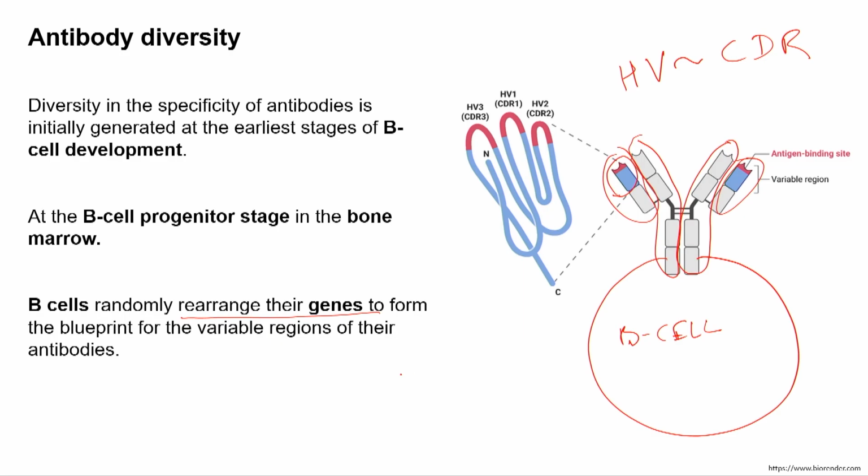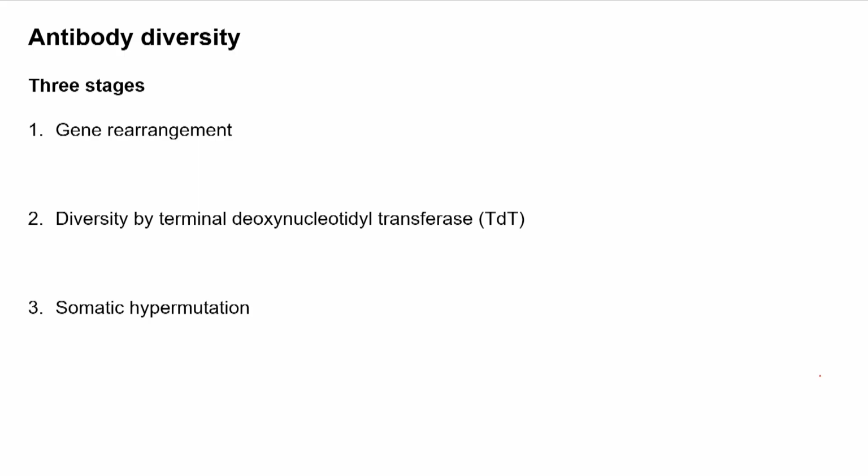All right. So the antibody diversity which we are going to discuss in detail actually depends upon three basic stages. The first stage is, as I discussed, gene rearrangement. So there could be a rearrangement of the genes which we will study in detail.